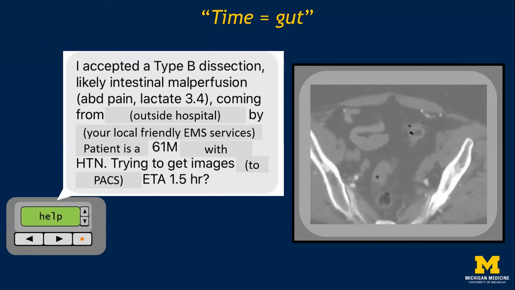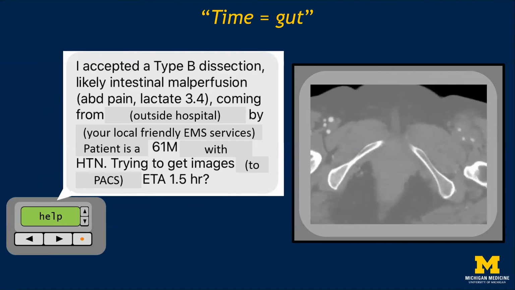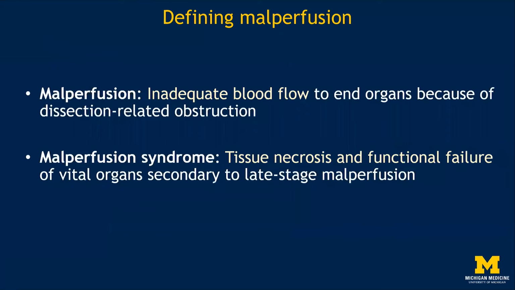Aortic dissection can already be difficult to diagnose as its symptoms overlap with many other disease processes. And then when malperfusion is present, this can further complicate the care of patients with aortic dissection. If we can identify possible branch vessel obstruction on imaging, we can alert our colleagues and direct expedited management.